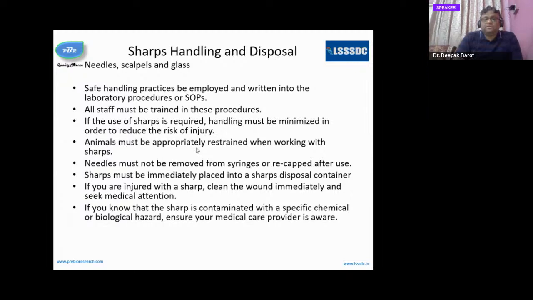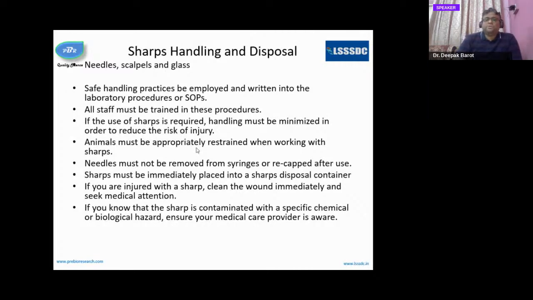Generally, we use 1% hydrogen peroxide solution or a hypochlorite solution, in which we dump all these things, and then finally it is autoclaved, and then the biomedical waste person comes and takes it. Many organizations have disposal pits for biomedical waste, and they do it within their premises.